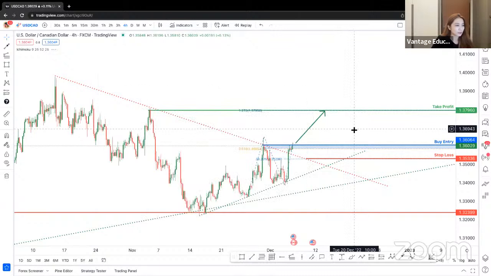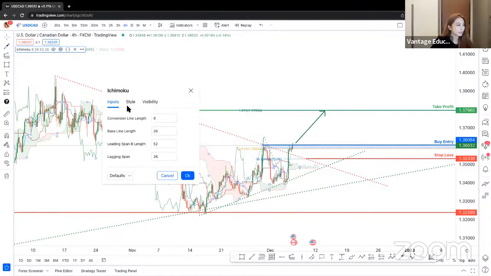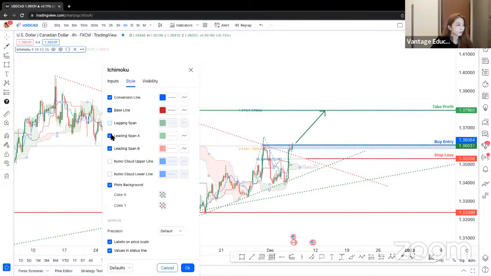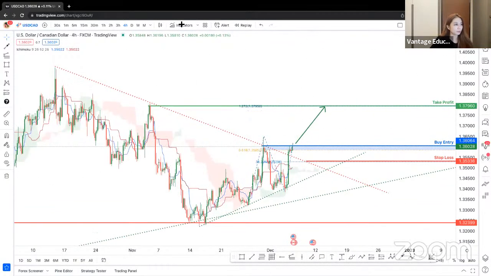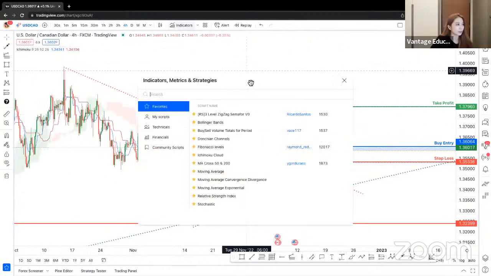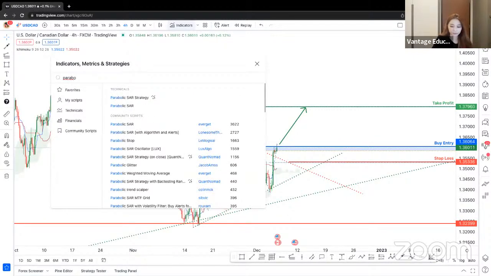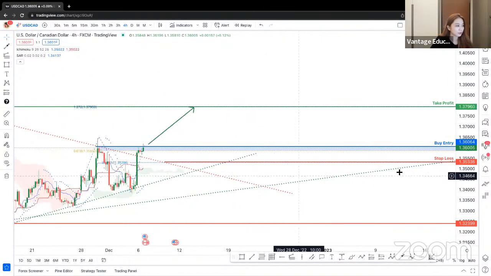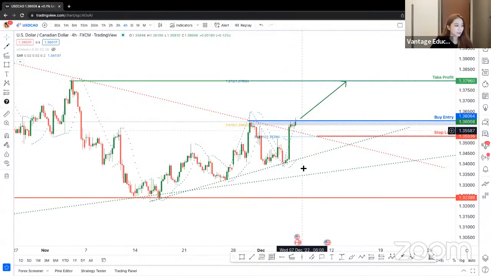Let's look at Ichimoku cloud. Okay, price is clearly above the cloud. Let's hold on for the price to make a move. So in this case, let's just say we are looking at Parabolic SAR. Let me just close Ichimoku for a while so that it's much easier. So you can see that Parabolic SAR in this case has already turned into an upward movement.